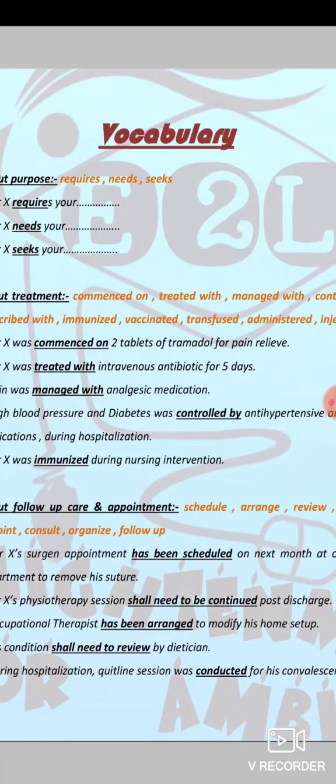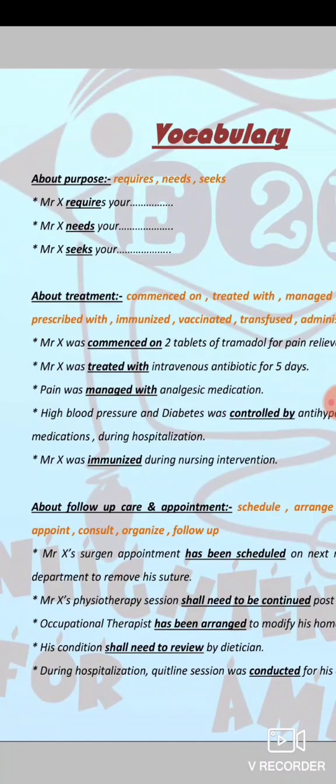One is takes. He takes antihypertensive medicine for hypertension. If you want to describe patient's social history, that time you can say that he takes antihypertensive medicine for hypertension for the past 10 years.